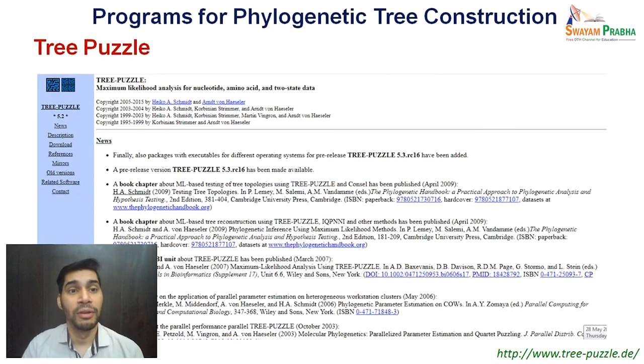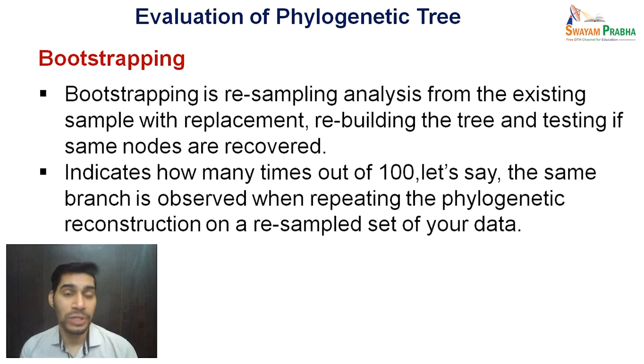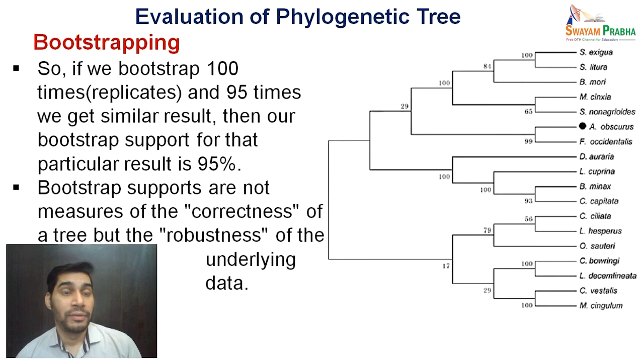Now another important thing is the evaluation of phylogenetic trees. Once you have got the trees, you need to evaluate them. For that, there is something called the bootstrap value. Bootstrapping is a resampling analysis from the existing sample with replacement, rebuilding the tree and then testing if the same nodes are recovered. So it indicates, let's say out of 100 times if you repeat, the same branch is observed when repeating the phylogenetic tree construction on a resampled set of your data. If we bootstrap 100 times, that means we take 100 replicates, and let's say 95 times we get the same result, then our bootstrap support for that particular result is 95%.